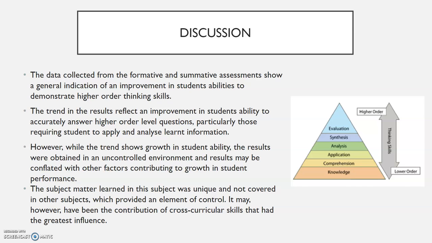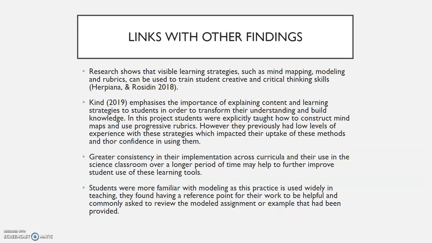The subject matter learned in science was unique and not covered in other subjects, which provided an element of control. However, there still may have been a contribution of cross-curricular skills that had an influence on results. Research shows that visible learning strategies such as mind mapping and modeling rubrics can be used to train students' creative and critical thinking skills. Hattie emphasizes the importance of explaining content and learning strategies to students in order to transform their understanding and build knowledge.